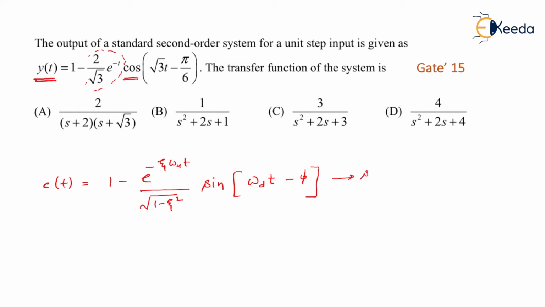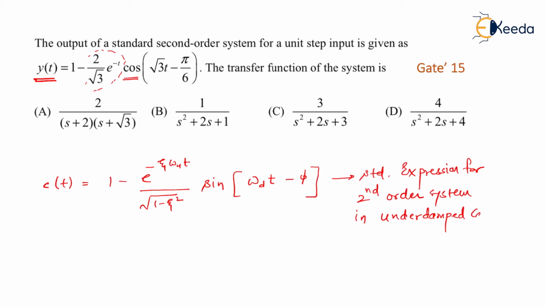So this is nothing but a standard expression for a second order system in underdamped case. Simple. So let us try to compare this. What I'll get, the first information is omega d equal to root 3. Of course, the unit is radians per second.